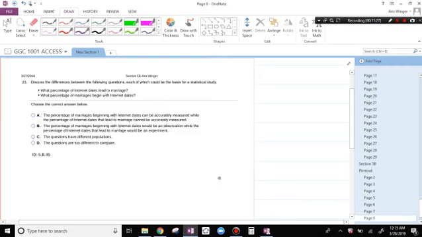Discuss the differences between the following questions, each of which could be the basis of a statistical study. What percentage of internet dates lead to marriage? And what percentage of marriages begin with internet dates? So these are different questions because you're looking at different groups of people. This one you would go to all the internet dates and see who gets married. And this one you would go to all the marriages and ask who came from internet dates. The questions have different populations.